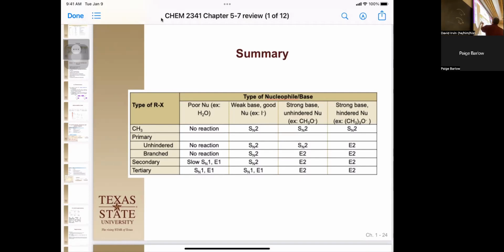Okay? An unhindered primary can do an SN2 reaction. So what if I said you have a methoxide and ethyl iodide, and you ran the reaction in acetone at 5 degrees?